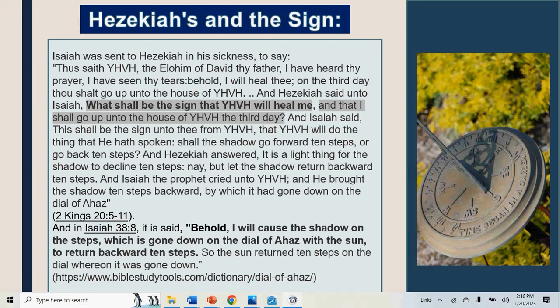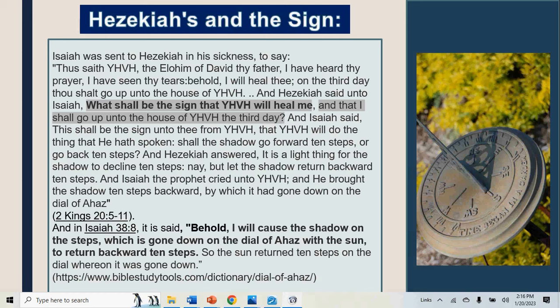Shall the shadow go forth 10 steps, or go back 10 steps?" And Hezekiah answered, "It is a light thing for the shadow to decline 10 steps. Nay, but let the shadow return backward 10 steps." And Isaiah the prophet cried to Yahweh, and he brought the shadow 10 steps backwards, by which it had gone down on the dial of Ahaz. That is from 2 Kings 20:5-11.